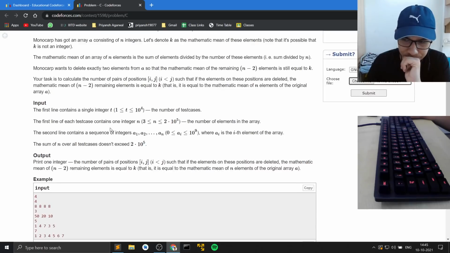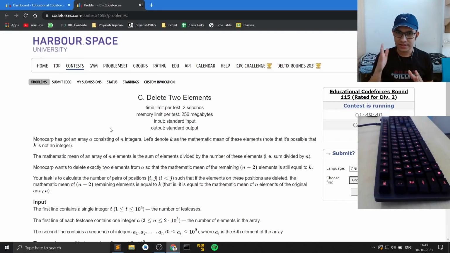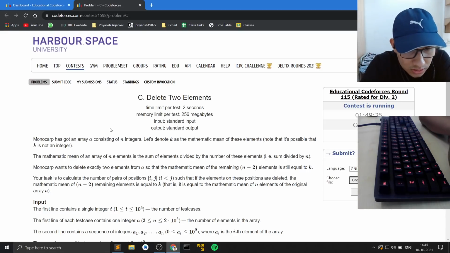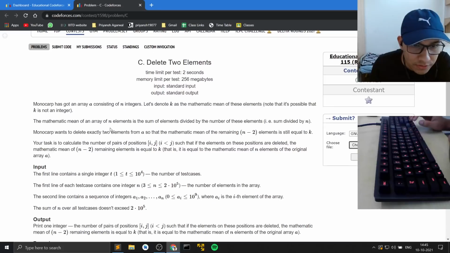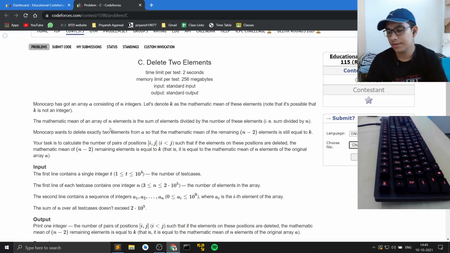Okay. Now the first thing is that if I remove both the elements that are greater than K, then my mean is going to decrease for sure. If I remove both the elements that are less than K, then my mean is going to increase for sure. If I remove both the elements that are K, then I'm done, first of all. Fine. The number of pairs such that if the elements at these positions are deleted, the mathematical mean of the n minus 2 elements still remains K. Okay, fine.